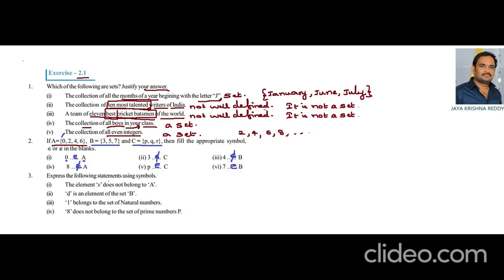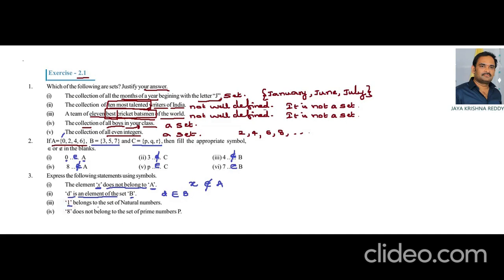Third one, express the following statements using the symbols. The element is X, and the set name is given as A, and you have to write the does not belong to symbol between these two. So X does not belong to set A. It's a symbolic way. Now D is an element of set B. D is the element name and B is the name of the set, and you have to take the symbol for an element, means belongs to. So D belongs to set B.